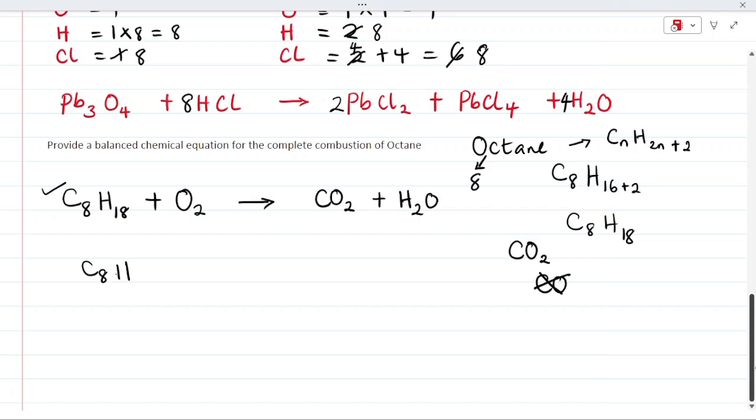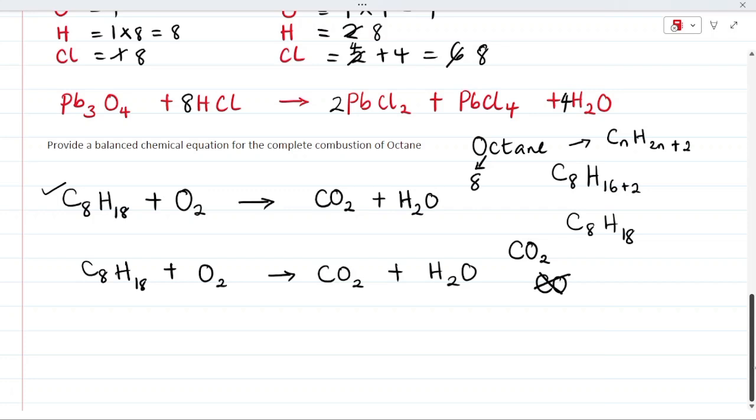So we have C8H18 plus O2 gives us CO2 plus H2O. Like we already said, oxygen, you can see it appears in more than one place on the same side. So that will be the last thing we balance.